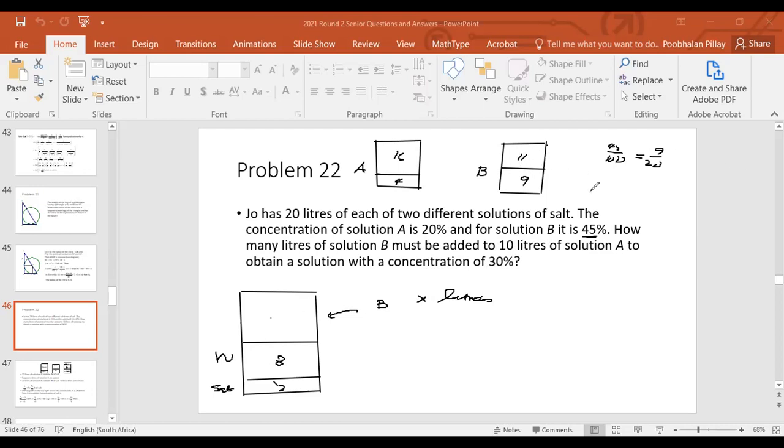Now, according to this figure, 9 out of 20 liters contain salt. What does that mean? I want to find out what happens in 1 liter. So 1 liter of this mixture will contain 9/20 liter of salt, and the other 11/20 will be water, which gives you 45%. That's 1 liter. Now we are moving X liters across, so the amount of salt you're moving across is 9x over 20, and the amount of water is 11x over 20. I'll put that down here.